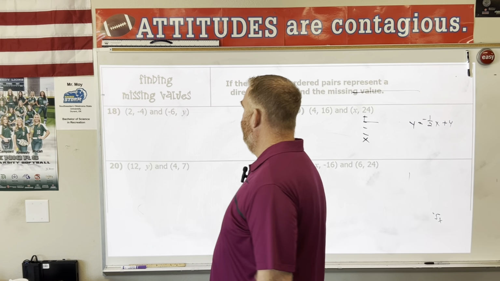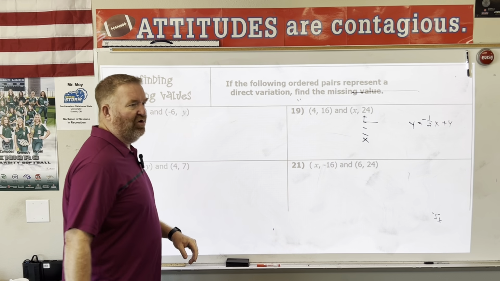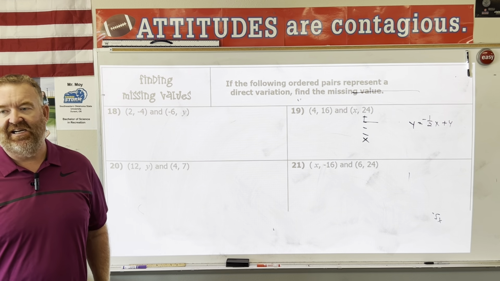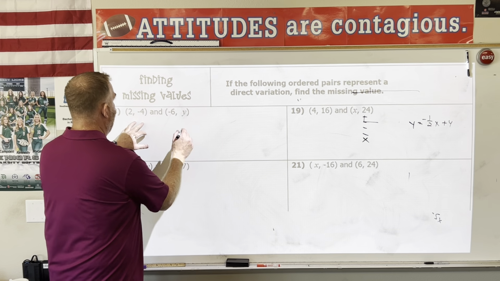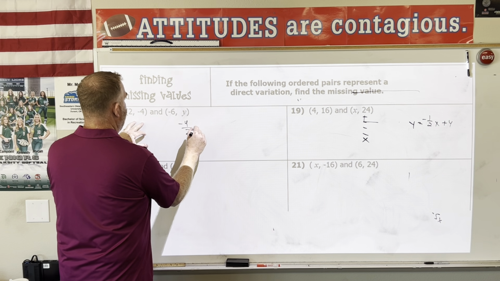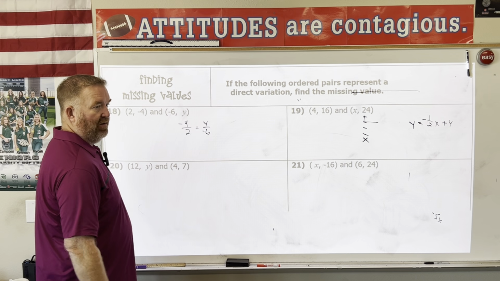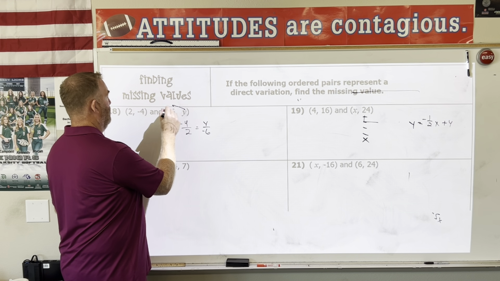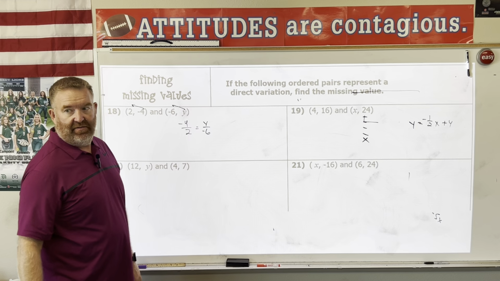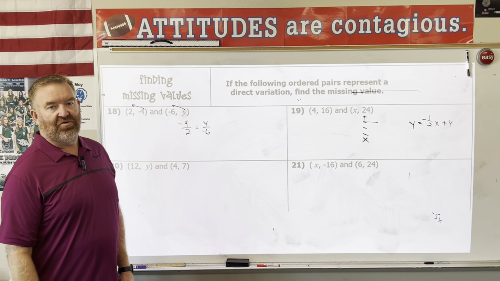All right. Set up a proportion. What letter goes on top again, guys? Y. So I've got -4 over 2 equals y over -6. Yes? These go on top. Everybody good? All we're going to do is cross multiply and divide.